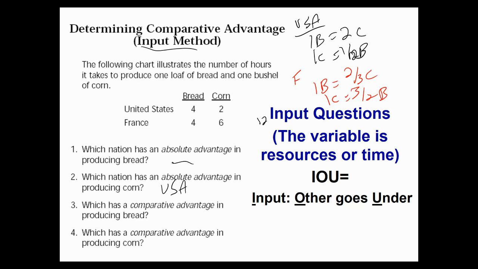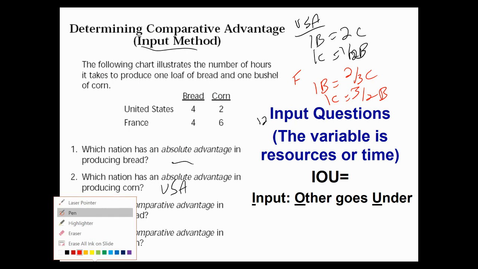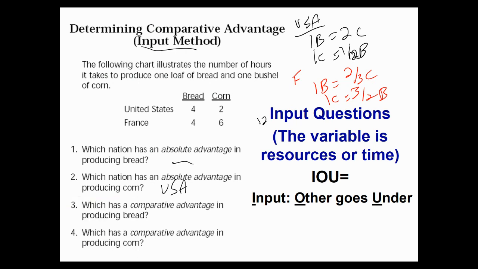So now it says which country has comparative advantage in producing bread. So if we compare bread here to bread here, who gives up the least in making bread? That would be France. They give up the least in making bread. So they should specialize in bread. They should export bread. Well, then who is better at making corn?